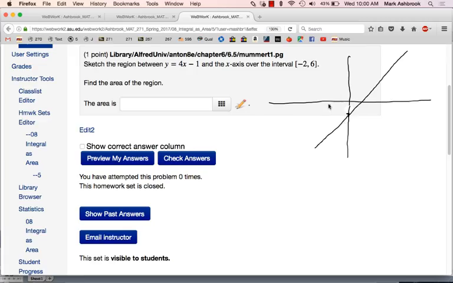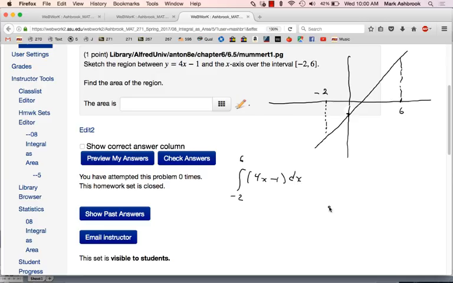And we're going to go from -2 to 6. And what does it want? Notice what it asks for. It says find the area of the region. What does just a straight up integral find? Net area, right? Net area. If you just take this and just go -2 to 6, 4x minus 1 dx, what's that going to find?